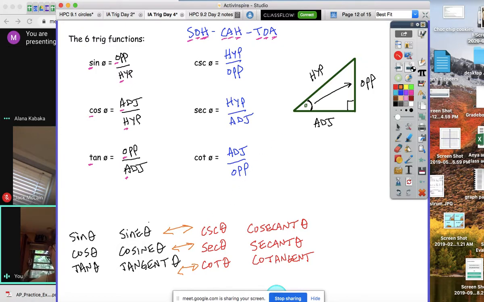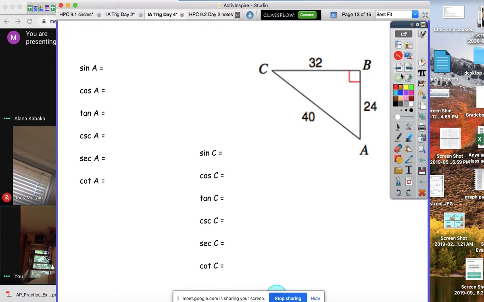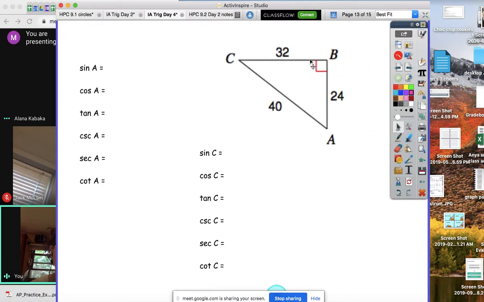So let's just practice with some actual numbers. Here's what your homework is going to look like. I'm going to give you a triangle with all three sides given and the angles labeled. I think all of them are ABC in the homework too. We're going to find all of the trig functions for A, and then we're going to do them all for C. They're different depending on what angle you're starting from.